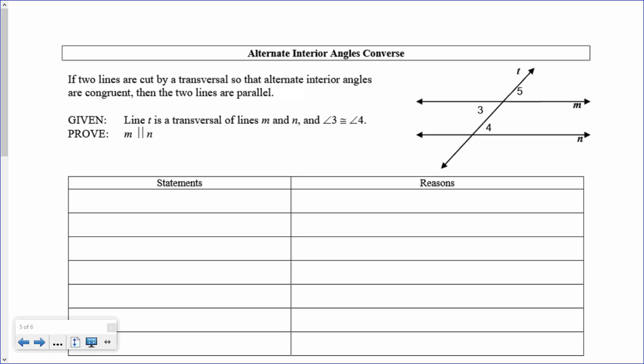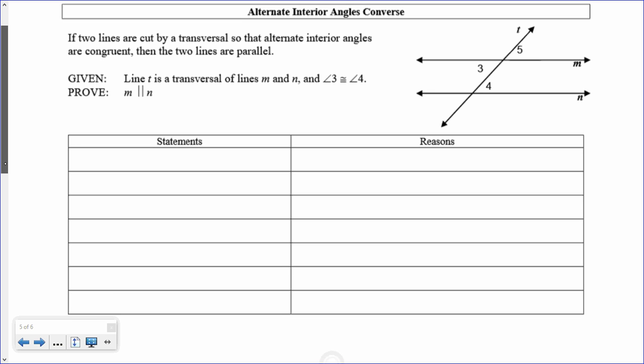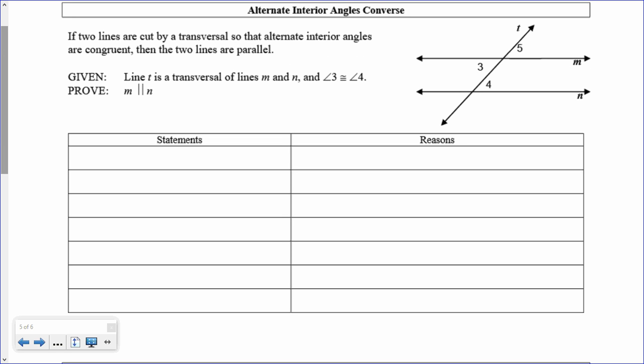We're going to prove the alternate interior angles converse. We've used this already, right? We know it's true, but we're going to use a mini proof here to show why it's true. So remember, this is the alternate interior angles theorem converse, so we cannot use that within the proof. Don't use circular reasoning. You can't use that within the proof to prove itself.